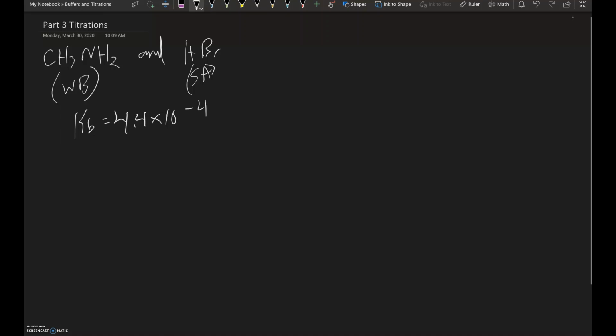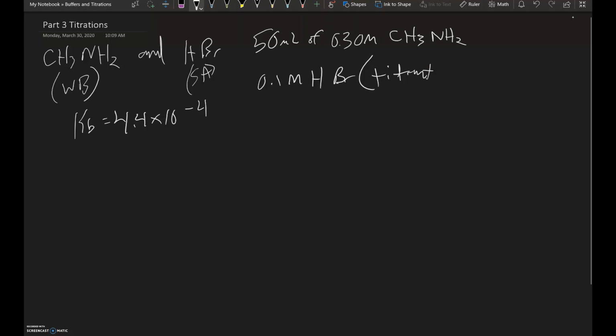All right, so we need some concentrations and volumes for each of these. To start this off, we're going to have 50 milliliters of 0.3 molar methylamine, and we're also going to have 0.1 molar HBr. HBr is the titrant in this case. So methylamine is what will be found in the Erlenmeyer flask, and HBr will be what's found in the burette.